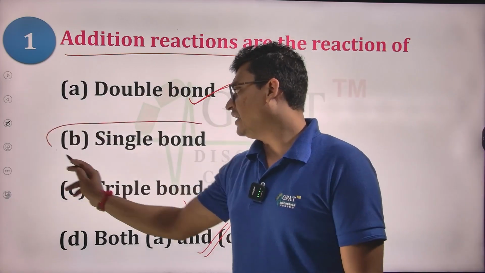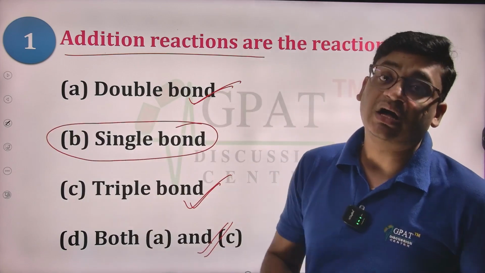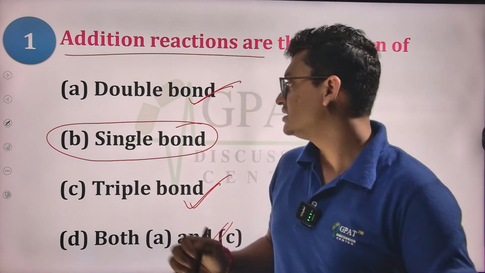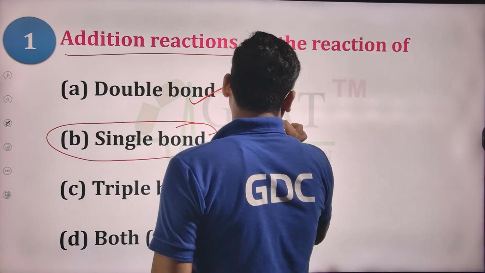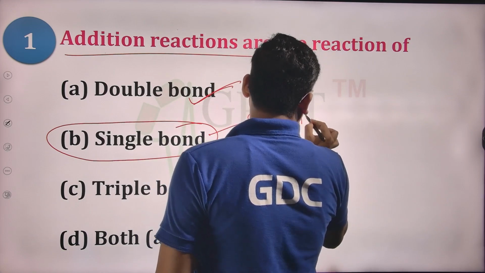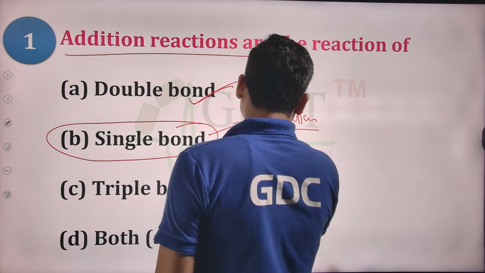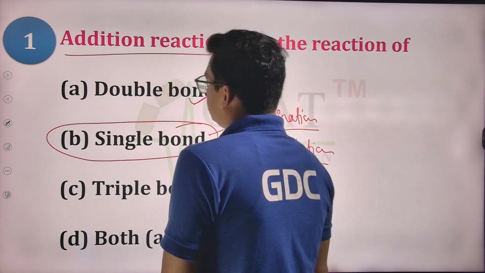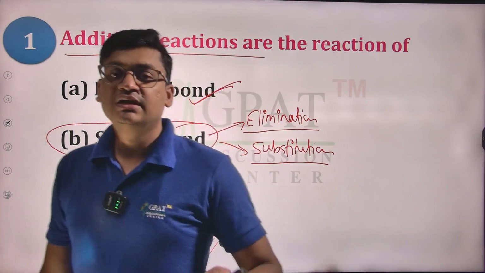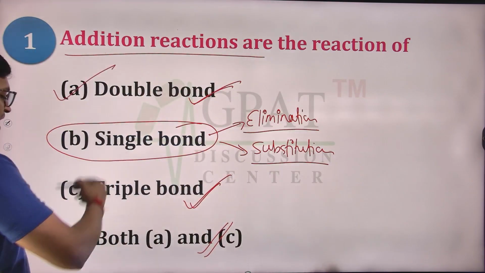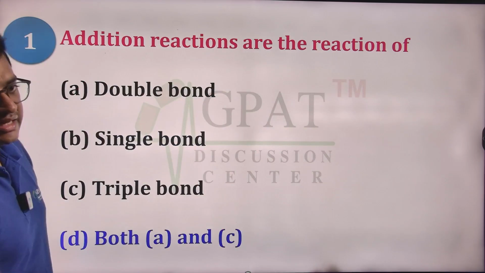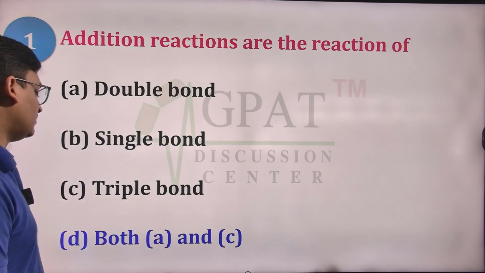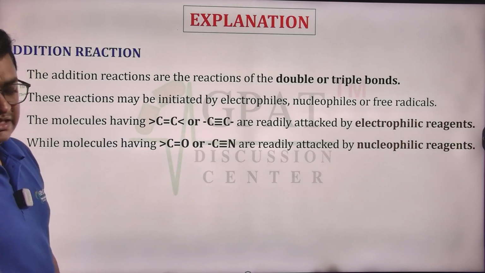In single bonds, if we have just single bonds, there is no chance for addition kind of reactions, but we can do eliminations or substitution reactions. A single bonded molecule can have elimination or substitutions, but if we have unsaturations like the presence of double or triple bonds, then we can have addition reactions, where a pi bond is broken down and the reagent is added in such a way that forms two sigma bonds. One pi bond breaks into formation of two new sigma bonds. So yes, both A and C will be the right answer. D is your correct answer.